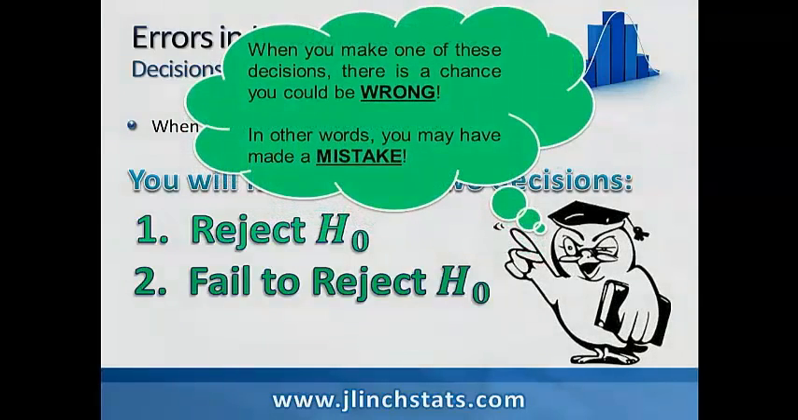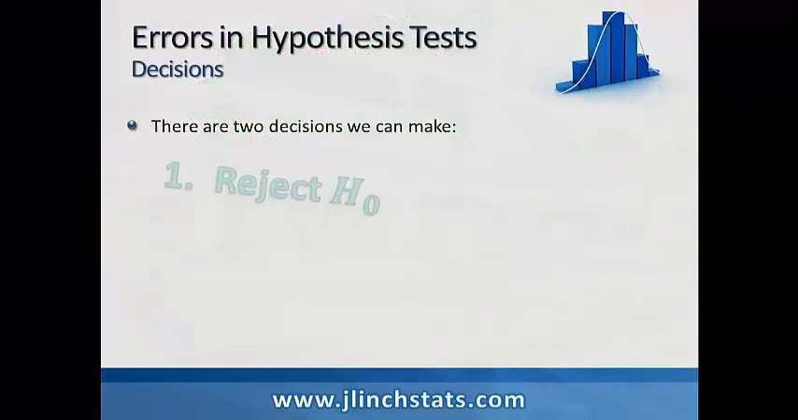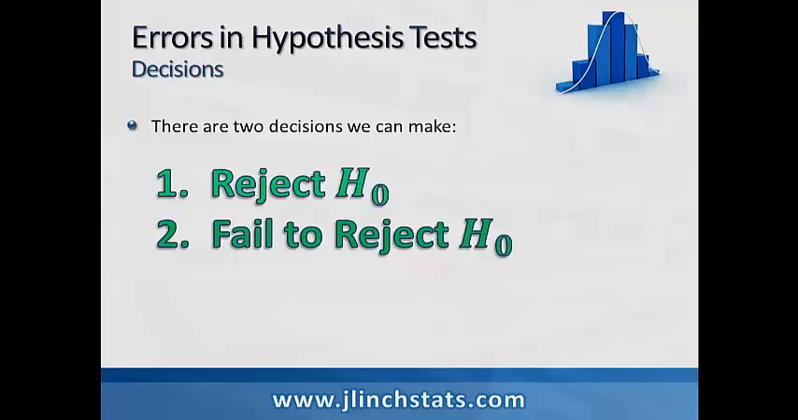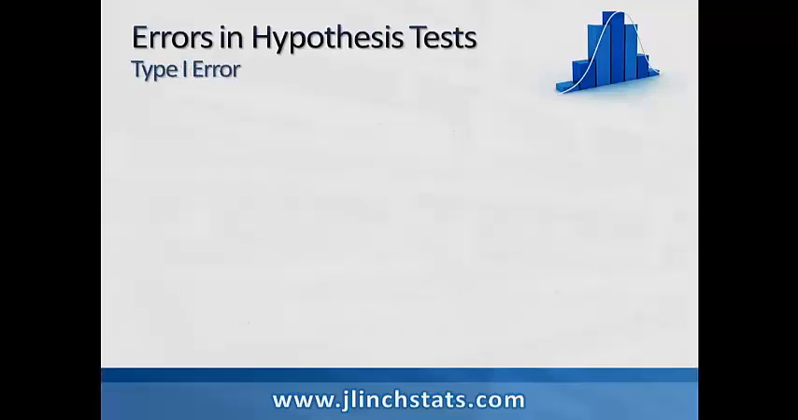Now when you make one of these decisions, there is a chance that you could be wrong. In other words, you have made a mistake. There are two decisions that we can make. Either we reject H0 or we fail to reject H0. Each could possibly be a wrong decision. Therefore, there are two types of errors. Let's talk about those errors.